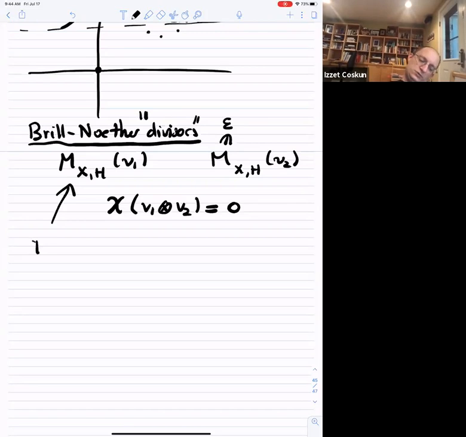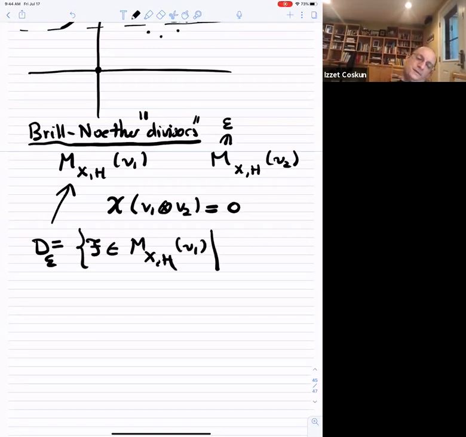So what you do is you define this D_E. This will be the set of all F's in your moduli space with V1, such that the cohomology of F tensor this E is not equal to 0.